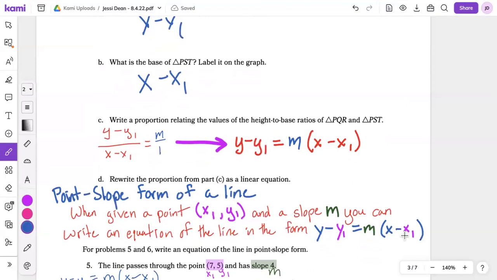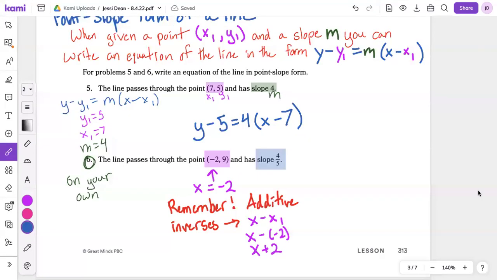So getting these notes down. When you are given a point x1, y1, and a slope of m, you can write the equation of the line in the form y minus y1 equals m times the quantity x minus x1. I'm going to bring attention to the fact that you are subtracting here, because that's going to be important for some of the examples that we do.